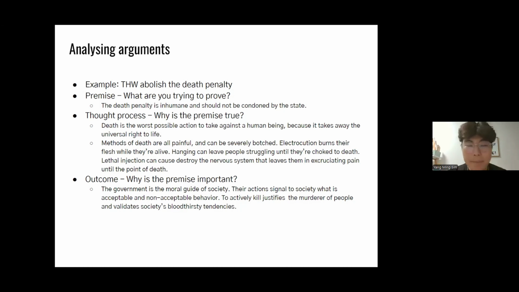Something like that. The second part is then proving why it is true that the death penalty is inhumane. Two parts that we can have. The first is that death is the worst thing to do against a human being because it takes away the universal right to life. A universal right to life basically explains that everyone should have a right to live. Nobody should have their right to live taken away, regardless of what they do, because that's the basis. The premise to that is that this is the only way you can achieve other rights. Only because you're alive can you get all the other types of human rights.